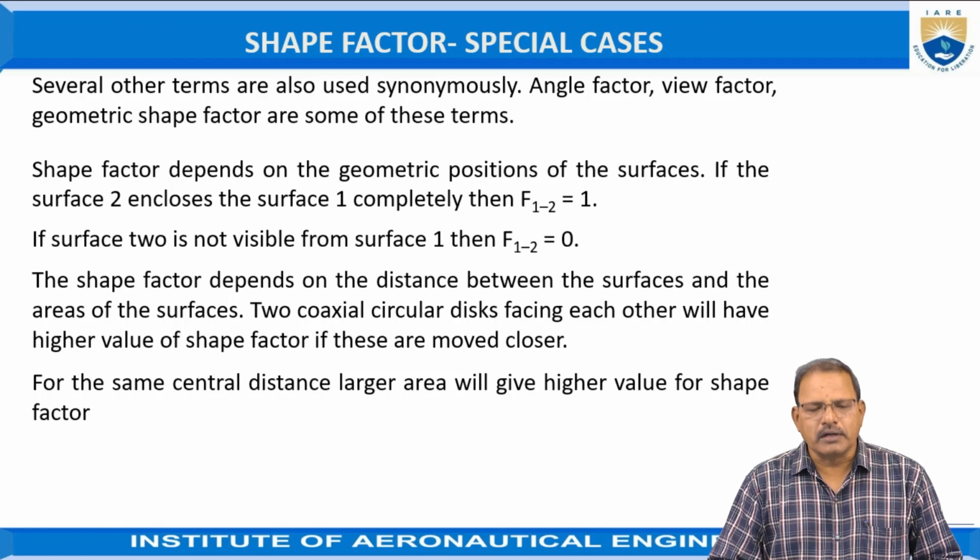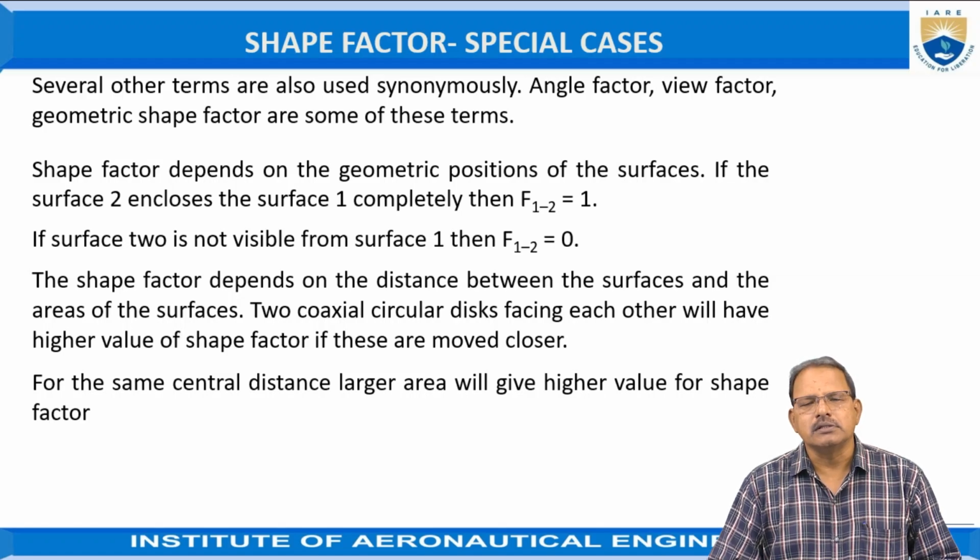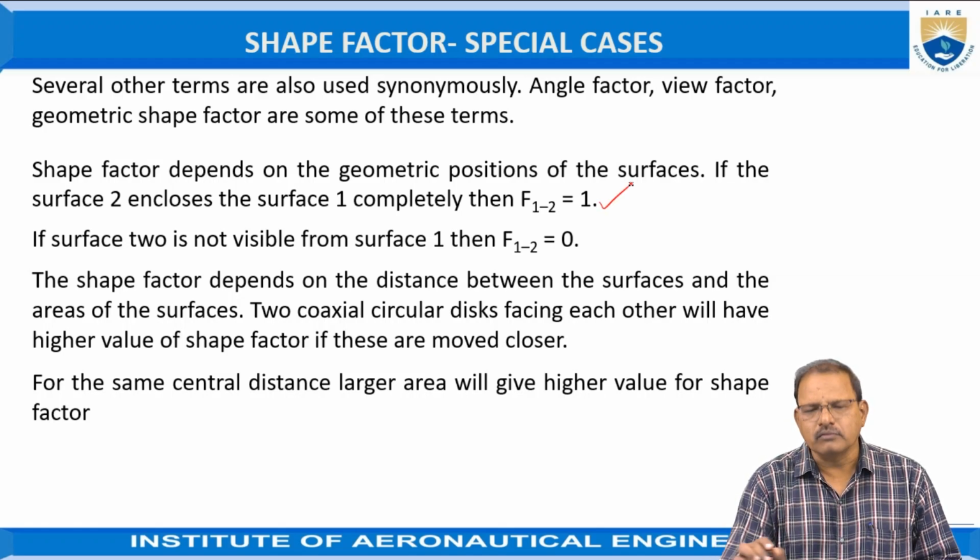For the shape factor or the configuration factor, other terms are also used synonymously. They are angle factor, view factor, and sometimes geometric shape factor. The shape factor depends upon the geometric position of the surfaces. If surface 2 completely encloses surface 1, then the shape factor F12 is equal to 1.